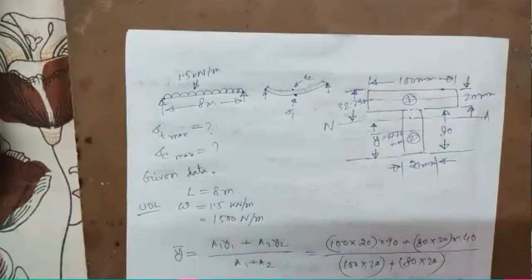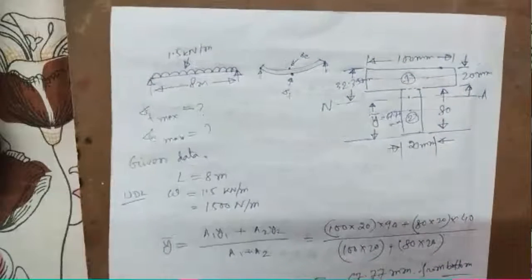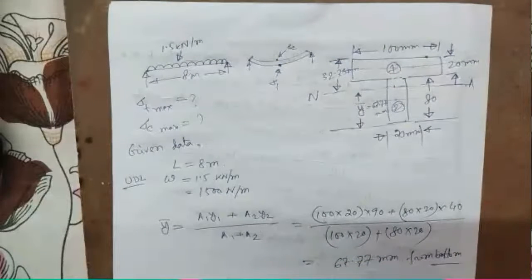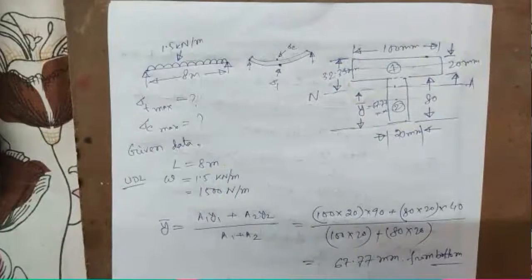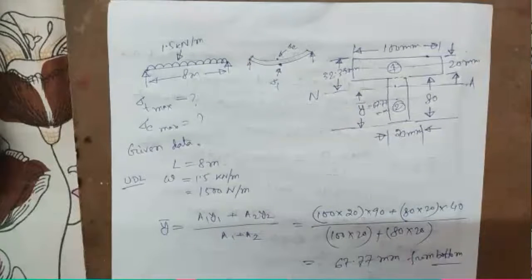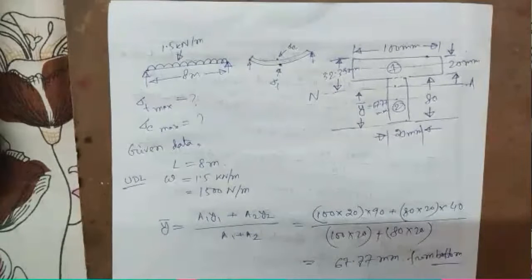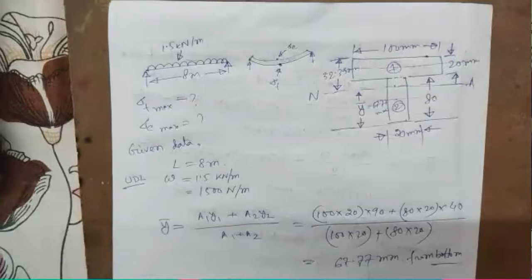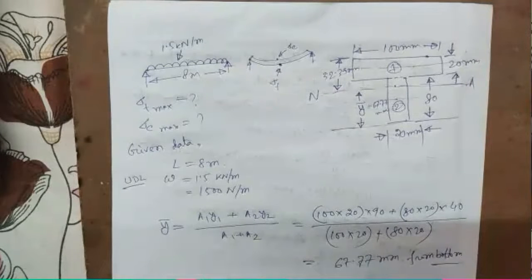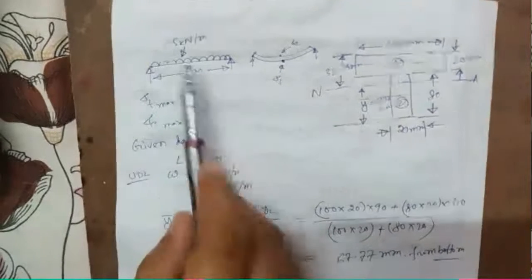For the top section to the neutral axis is 32.33 millimeter, and from the neutral axis to the bottommost fiber is 67.77 millimeter. So we have found two values. Now our formula to be used is M by I equal to sigma by y, where we will put two different values of y.